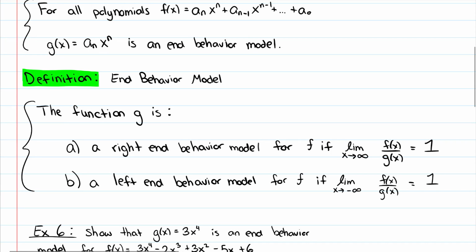The definition for an end behavior model is as follows. The function g is a right end behavior model for f if the limit as x approaches infinity of f of x divided by g of x is equal to 1, where f of x is the original function and g is your end behavior model. A left end behavior model for f is if the limit as x goes to negative infinity of f of x divided by g of x is also 1. So you know you have an end behavior model when, as x goes to infinity or negative infinity, you get 1.